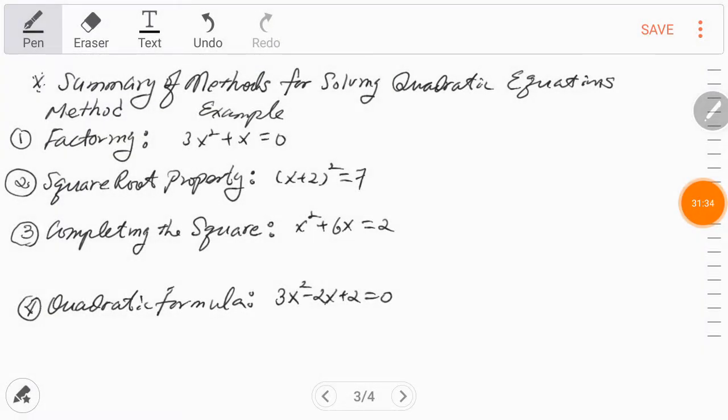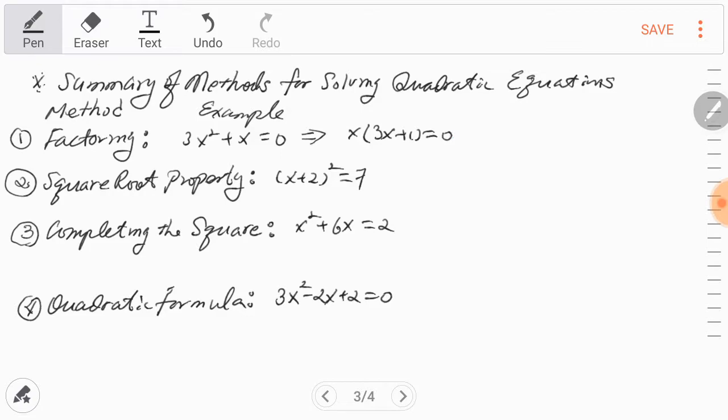Okay, let's summarize the methods for solving quadratic equations. So far we have learned 4 methods. The first one is factoring. For example, 3x squared plus x. The right side of the equation is 0, so we factor the left-hand side of the equation. Factor out the common factor, the GCF. Then x times (3x plus 1) is equal to 0.